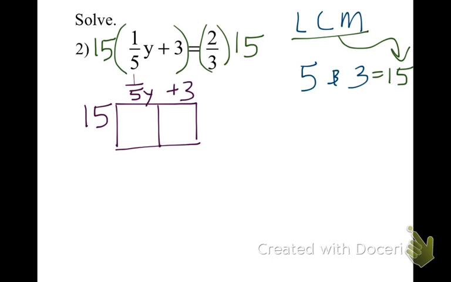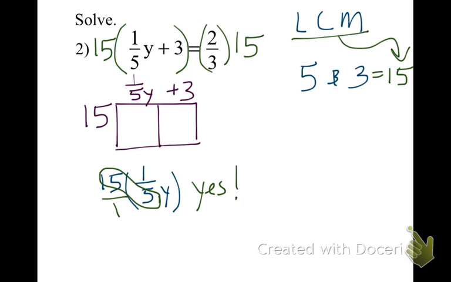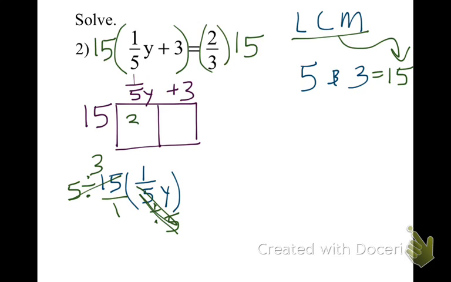So now let's take a look. I have 15 times 1/5 y. Remember, I can put a 1 under my 15. If you take a look, can I cross-cancel these two? Yes, I can. So let's cross-cancel them. I'm going to divide this one by 5, divide this one by 5. These 5's cancel out. This cancels out into a 3, so my box becomes 3y.